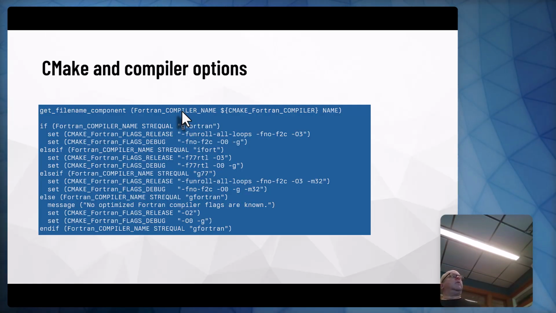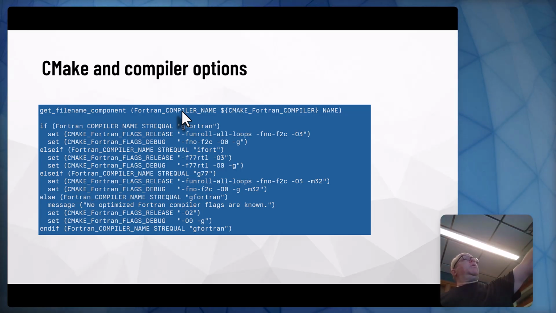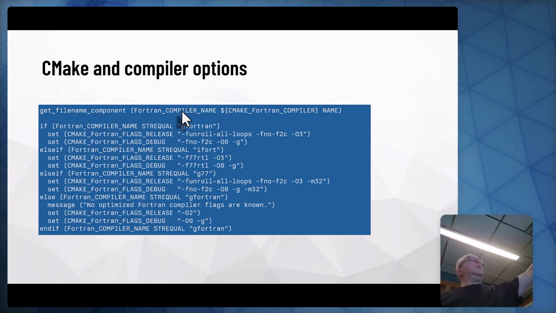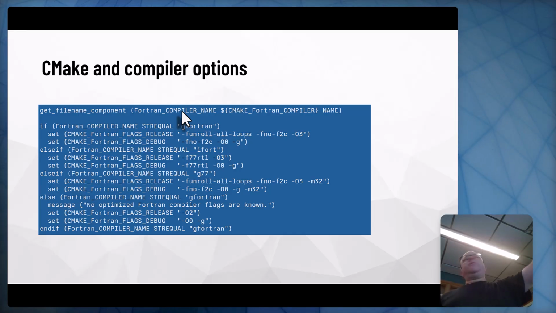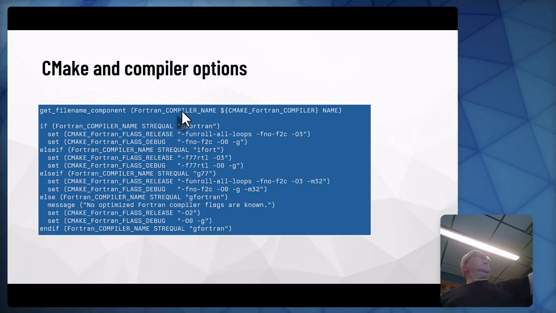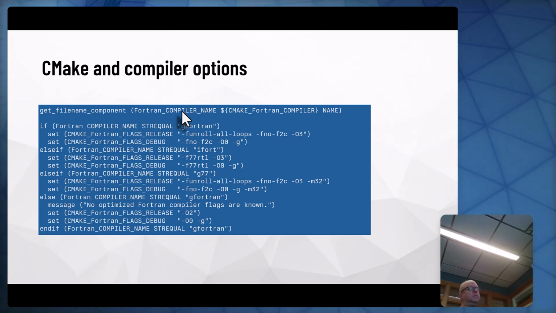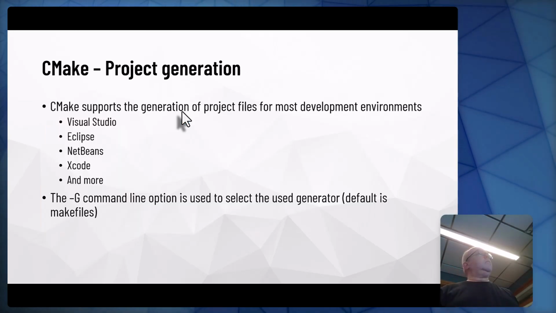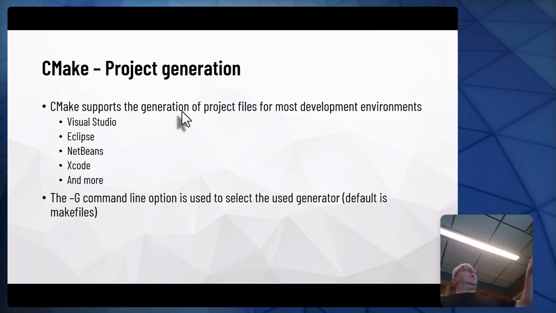So you can see here I check a get filename component here, and then I have compiler name, and then I check if the compiler is Fortran. I can set the flags to certain things. If it's ifort for the Intel compiler, I can set other compilation flags. And what other things is cool that you can do.